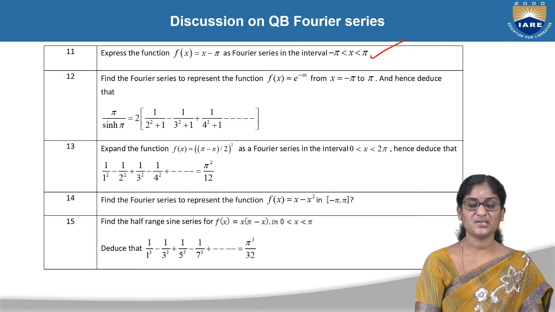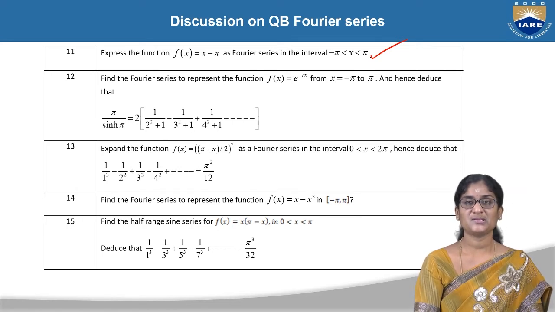Find the Fourier series to represent the function f of x is equal to e power minus ax from x ranging from minus pi to pi. Hence deduce that pi by sinh pi is 1 by 2 squared plus 1 minus 1 by 3 squared plus 1 plus 1 by 4 squared plus 1, and so on. For getting the deduction, it is must and should that we get the expansion first. First, we need to expand it.